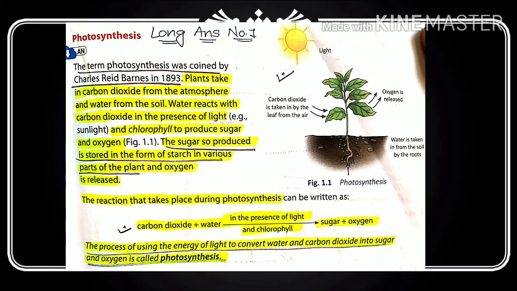First of all you have to write how plants are able to prepare food and with which kind of requirements. Then you have to write down the equation for photosynthesis and then you have to define the photosynthesis process.